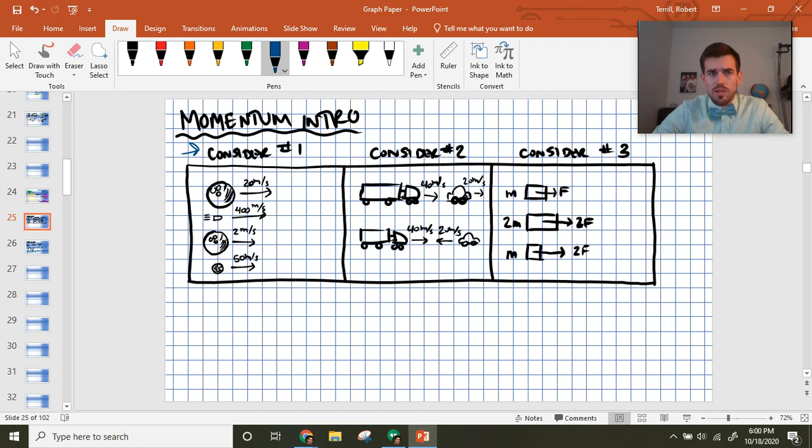We have a bowling ball that's rolling at 20 meters per second, a BB that has been shot out of a gun at 400 meters per second, another bowling ball that's moving at 2 meters per second, and a golf ball that's moving at 50 meters per second. Now, if I asked you which one of these has the most momentum, or a related question, which one of these would hit the hardest? Which one would hurt the most or cause the most damage if they hit something?